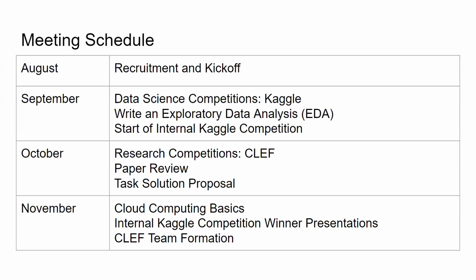Then we'll vote on an internal competition for the club. So last year we had a competition that was identify a species of dog. But basically we'll set it up like the bird play competition. There'll be a leaderboard winner and a working notes winner, and the winners of the competition will get $50 gift cards.